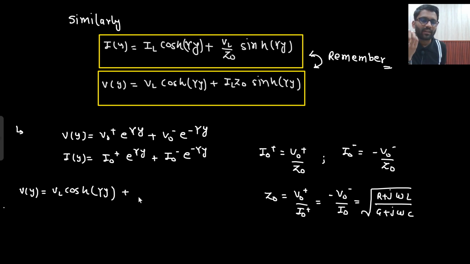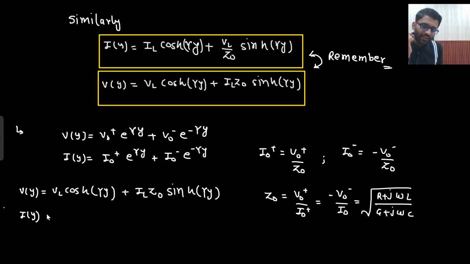Now I will write down the current. So if I need to write down the current, IL, but this is the expression of voltage: IL into some impedance, that is Z naught, then sinh gamma y. And if I need to write down Iy, so now I am writing current. First I will write down current, IL cosh gamma y.